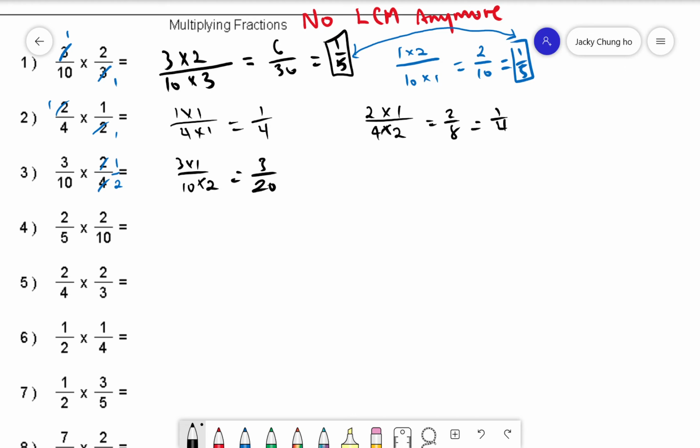Number 4, I can reduce something, as 2 and 10 is the same as 1 and 5. Because if you take both numbers divided by 2, 2 divided by 2 is 1, 10 divided by 2 is 5. So that's how we do the reductions here. Now I'm actually looking at 1 times 2 over 5 times 5, which is 2 over 25.